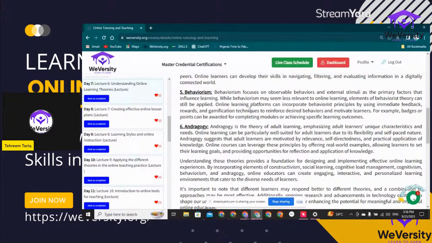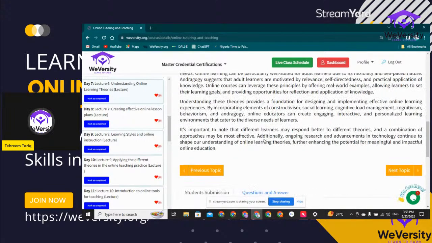Then comes andragogy. Andragogy is the theory of adult learning, emphasizing adult learners' unique characteristics and needs. Online learning can be particularly well suited for adult learners due to its flexibility and self-paced nature. Andragogy suggests that adult learners are motivated by relevance, self-directedness, and practical application of knowledge. Online courses can leverage these principles by offering real world examples, allowing learners to set their learning goals, and providing opportunities for reflection and application of that particular knowledge.